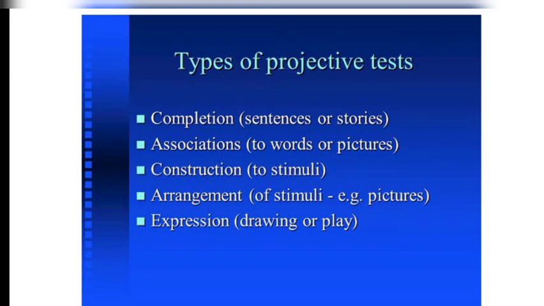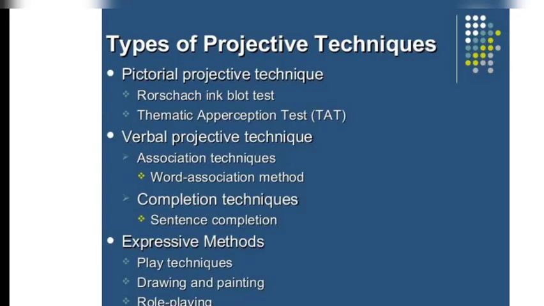There are various types of projective technique, such as completion, like the sentence completion test we saw, or the story completion test. Associations, that is to words or to pictures. Construction, to the stimuli, like a game where you need to do a construction. Then arrangement of stimuli, for example pictures, so there would be a jigsaw puzzle or something where the arrangement needs to be done. Next, expression, so the person needs to draw or play. So these are the types of projective tests.